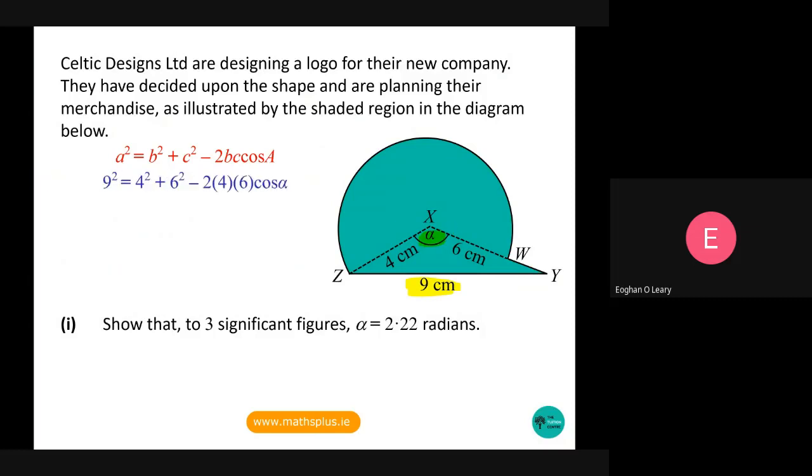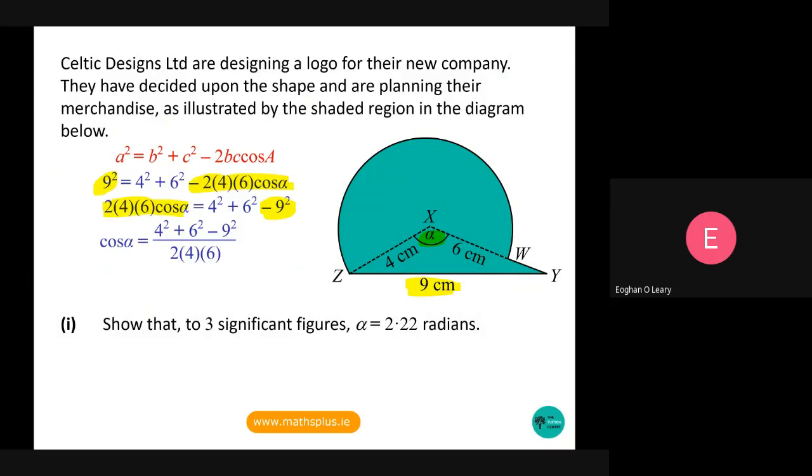So we know that 9 is across from alpha, so 9 is going to be by itself here on the left-hand side. So it's 9 squared equals 4 squared plus 6 squared minus twice 4 times 6 times cos of alpha. I'm going to isolate cos of alpha step by step, so I bring over the 4 squared and the 6 squared. Really what I've done is brought all this over onto the left-hand side, making it positive, and I brought the 9 squared over here, making it negative. So that's what's happened there.